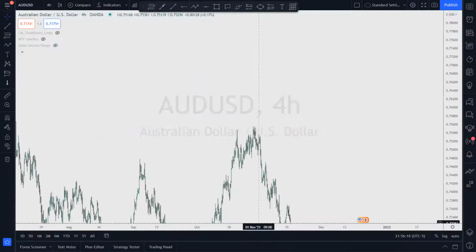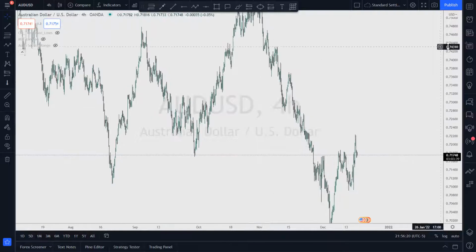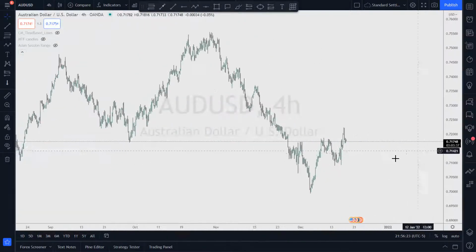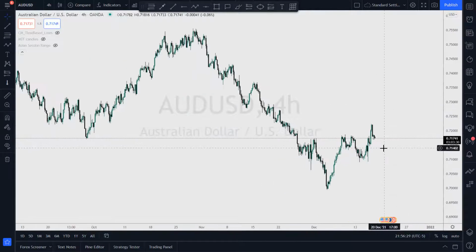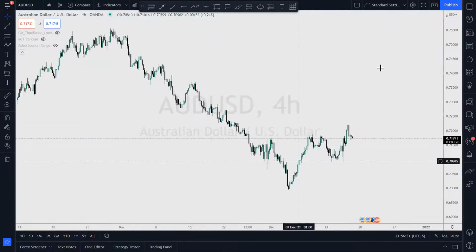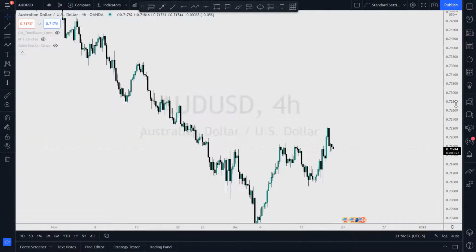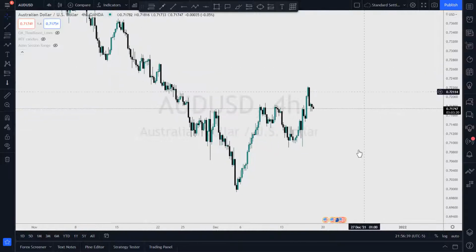This is AUDUSD. I'm looking at the 4 hour. I want to set this up for later. I'm going to start trading for the New York session, but this is a setup that could apply to the London and New York sessions. What we want to do is set up some POIs, some places of interest.